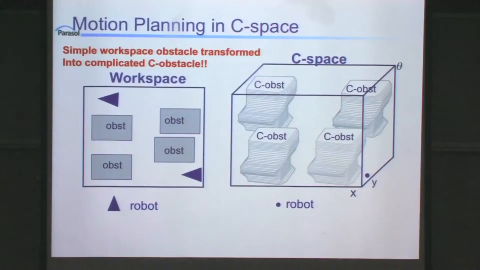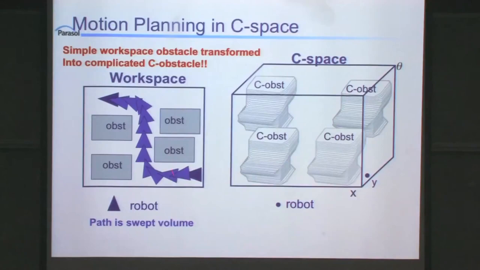The good news, though, is my robot, no matter what it was here, is now a point in the configuration space. And in the workspace, my path was this swept volume of the triangle going from here to here. Now it's just this one-dimensional trajectory. So the idea is if you come up with a way to map your problem into configuration space, and we have algorithms that work in configuration space, we can apply them to any problem that we wish.